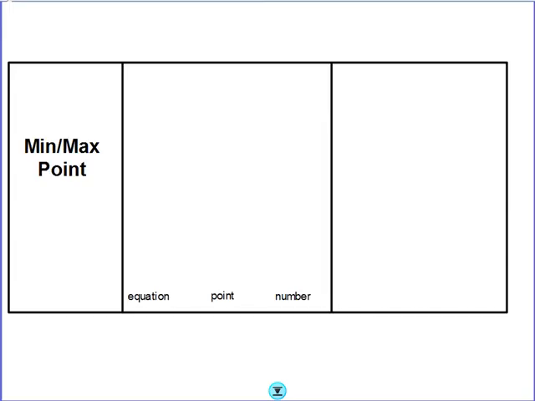Alright, you also were asked to identify the min and max point. Hopefully you know the words minimum and maximum. So the minimum is the lowest point. The maximum is the highest point.